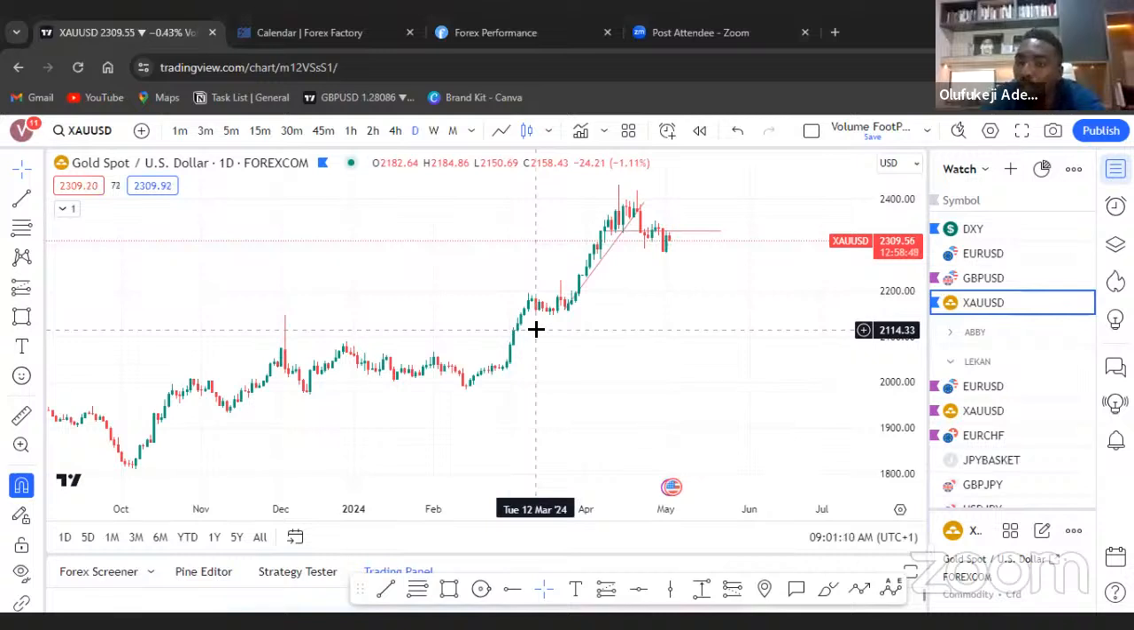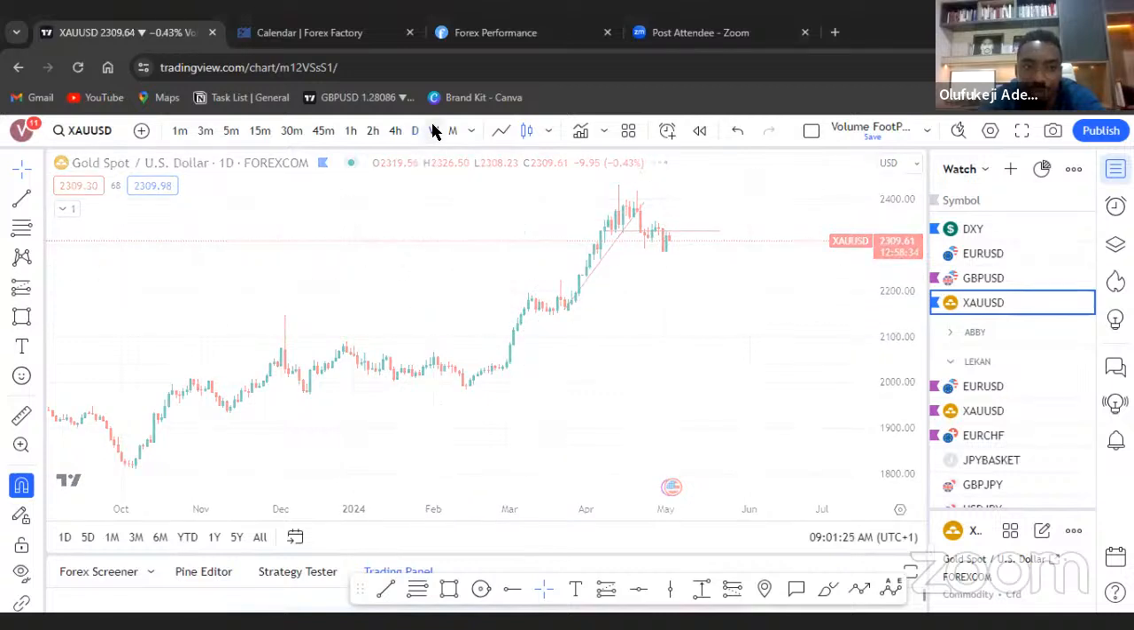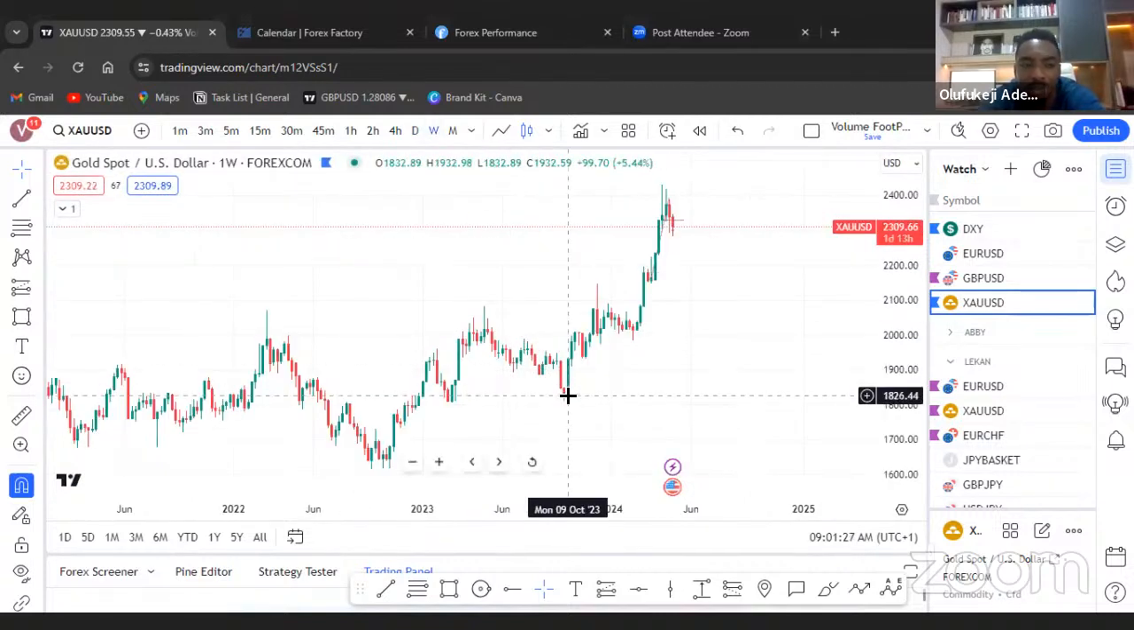Because gold is typically supposed to be moving opposite to the dollar. So let's see this on a weekly time frame. Learn some of these fundamentals. Okay, weekly time frame, that's 2023. This is gold moving up.